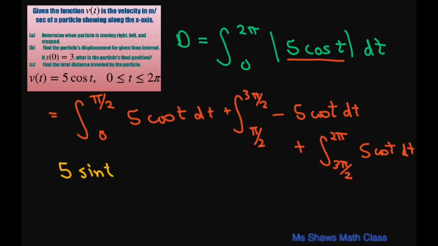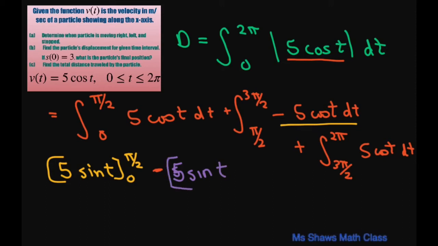All right, so this is going to give me 5 sine of t from 0 to pi divided by 2, plus, this one's going to be negative, so I'll just put a negative here, negative 5 sine of t, I'm just bringing the negative out, from pi divided by 2 to 3 pi divided by 2. And this one's going to be plus 5 sine of t, evaluated from 3 pi divided by 2 to 2 pi.